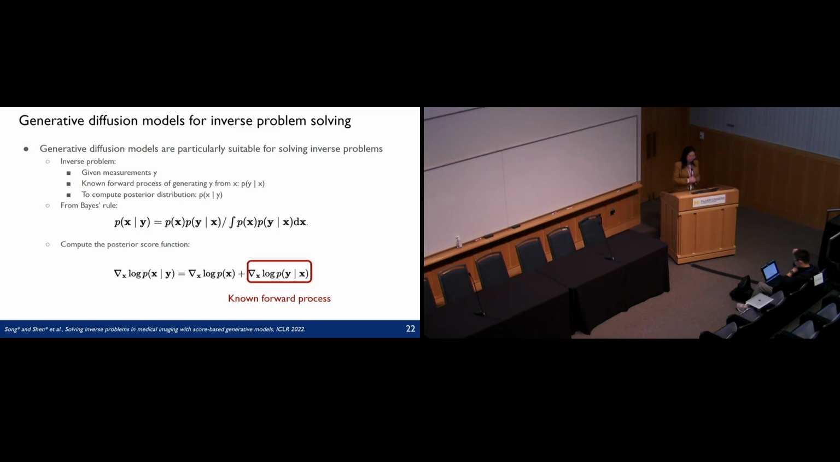And the second term is p(y given x). What is this? This is the forward process. In medical imaging systems, we know what it is, like the CT or MRI imaging process. Given this, if we want to solve inverse problems, we need to consider information from both ends. The first one is the prior from p(x), and the second one is p(y given x).